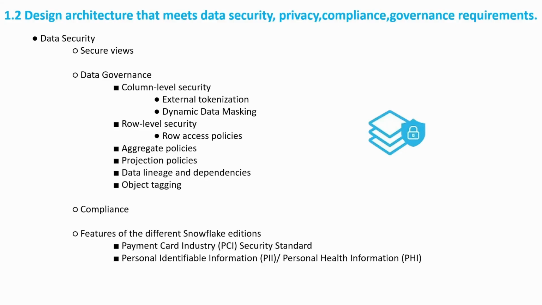Today we will be covering another important aspect of lesson 1.2, that is data security. Inside data security we will be covering secure views, data governance, which includes column level security, external tokenization, dynamic data masking, row level security, aggregate policies, projections, data lineage, object tagging, compliance, and features of PCI and PII, and which are the minimum standard editions where these things are supported.